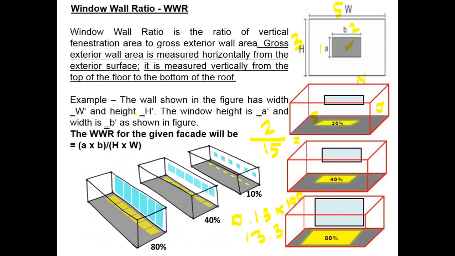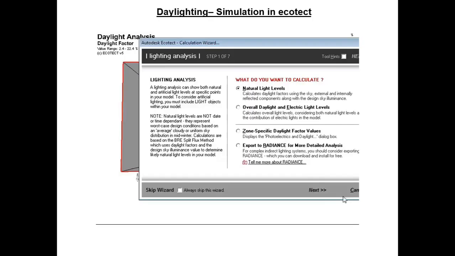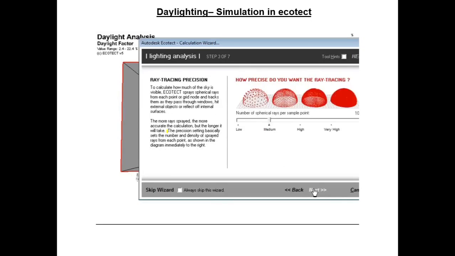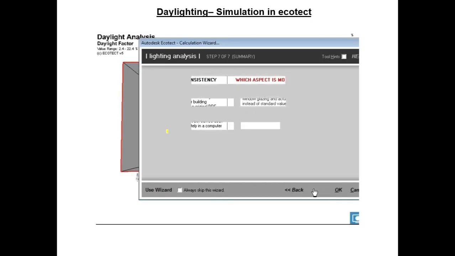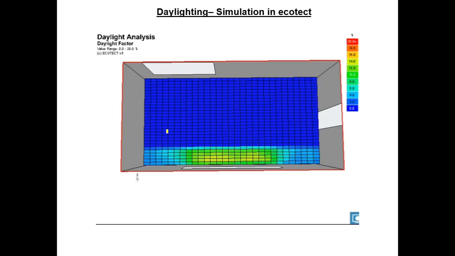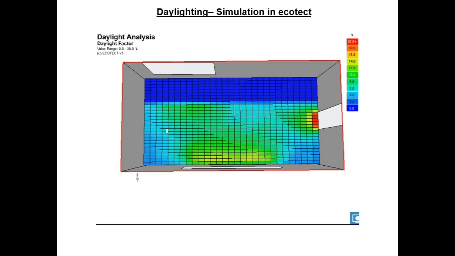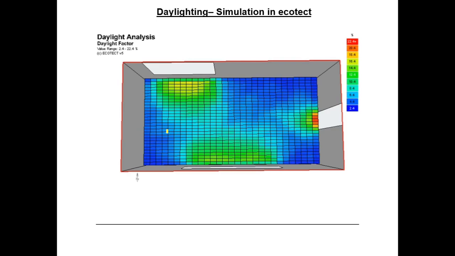Once more, the window wall ratio is equal to the window area divided by the gross exterior wall area. Next we are going to see a small simulation done in Ecotect to understand how daylighting can be seen. You can see on the northern side there is a little larger window, on the eastern side a vertical longer window, and on the southern side a longer but small window. The sill level is a little higher.